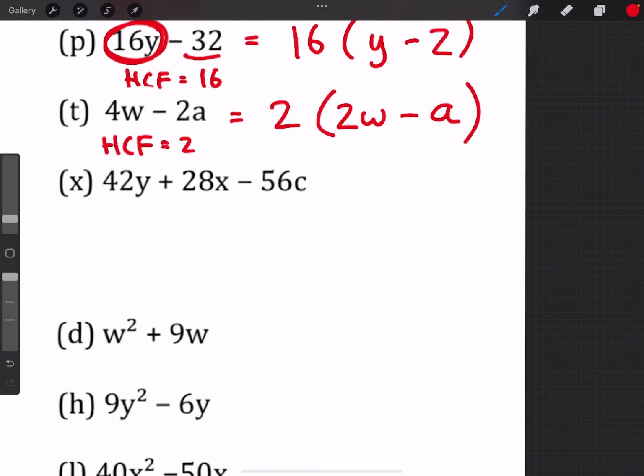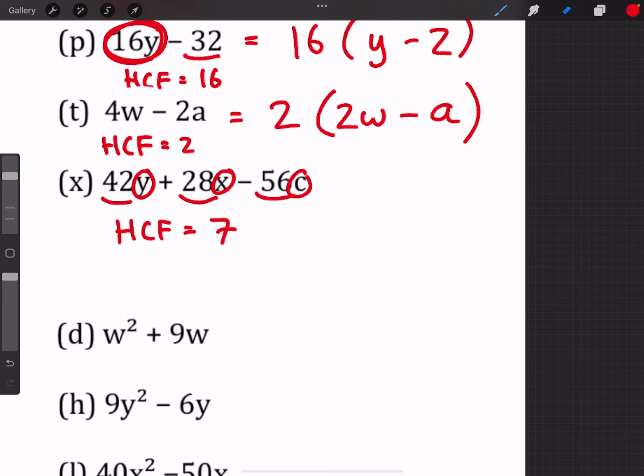Now next one, question x. Alright, let's look at this. Let's look at the numbers first. You got 42, 28 and 56. I recognize these as multiples of 7. So that means the highest common factor is going to be a 7. So HCF will be a 7 for the numbers. Now for the letters, you got y, x, and c. They have nothing in common, so we can't factorize any of the letters out. And so only the numbers.